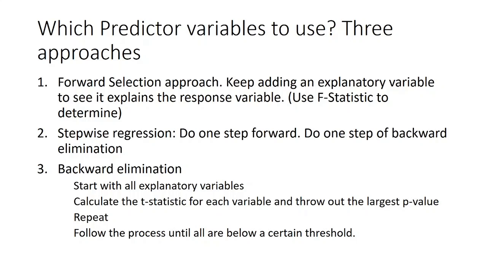So you start with all explanatory variables, and you calculate the t-statistic for each variable and throw out the one with the largest p-value, and you repeat, and you follow the process until all are below a certain threshold.